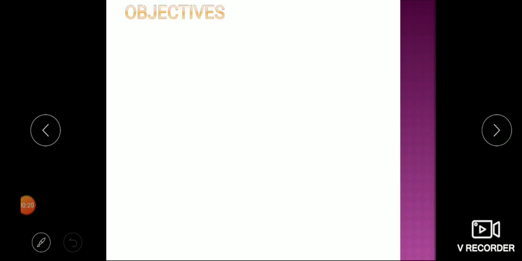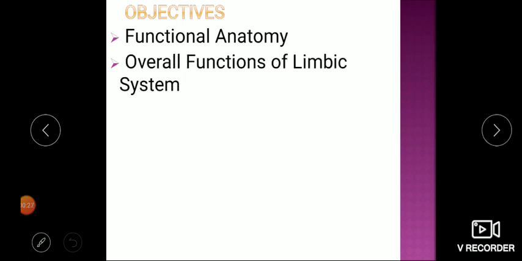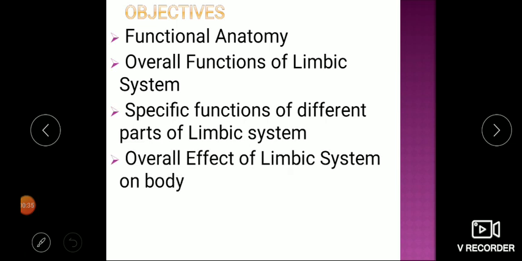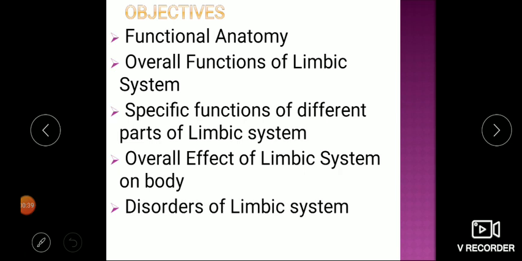So the objectives of today's talk are to learn the functional anatomy of the limbic system, the overall functions of the limbic system, specific functions of different parts of the limbic system, the overall effect of the limbic system on the human body, and finally disorders of the limbic system.